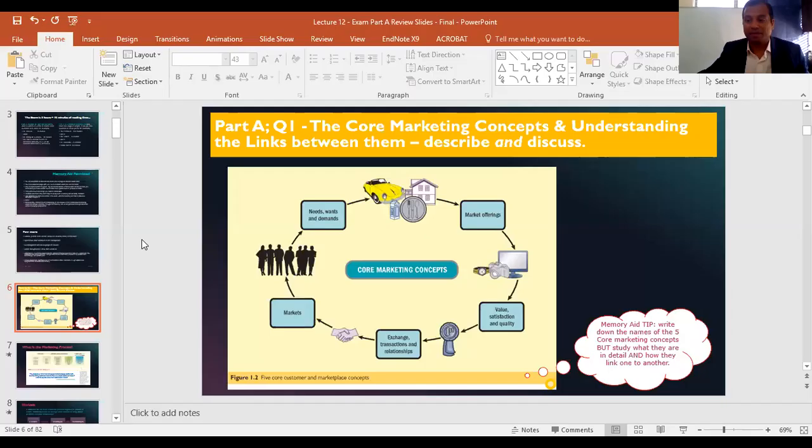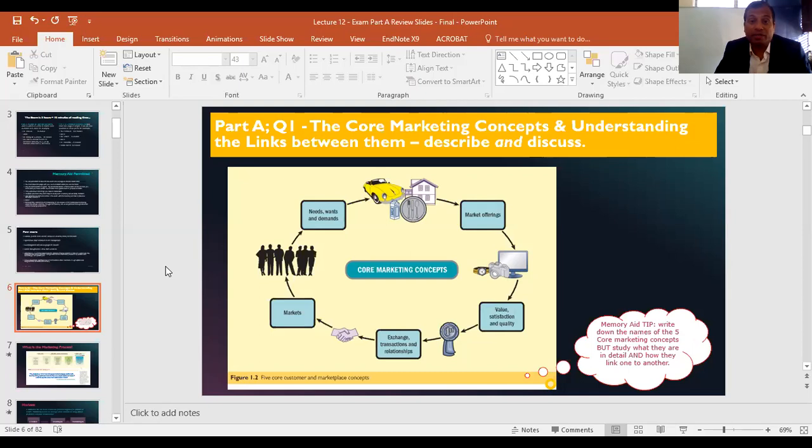So let's go through some sort of revision, not really, but keeping in mind that I'm just trying to let you know what things you can put in your memory aid that could help you during the exam while writing the answer. So we started with the core marketing concepts and understanding the links between them, describe and discuss. Maybe this one could be a direct question for your exam, because this question is very, very important.